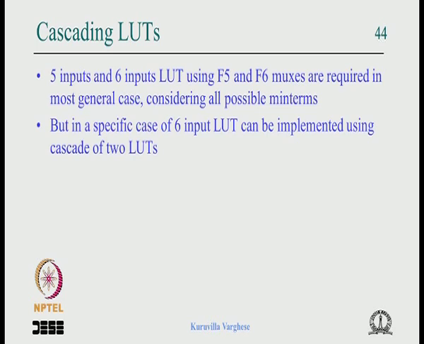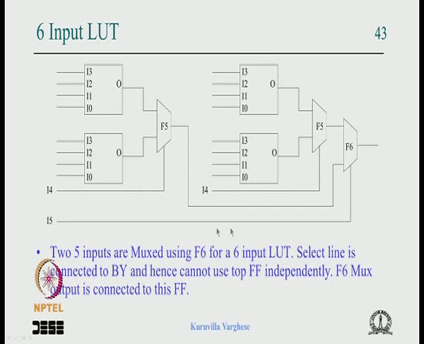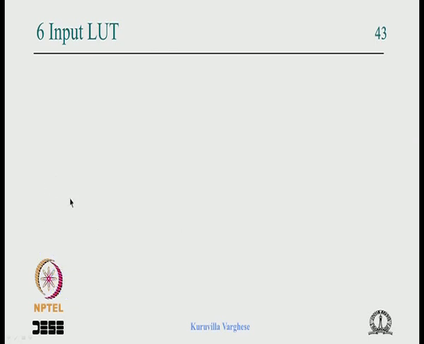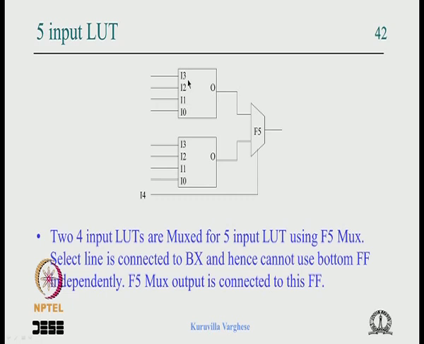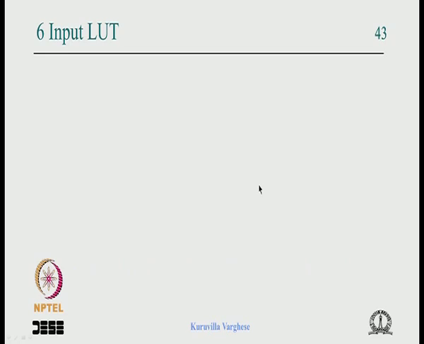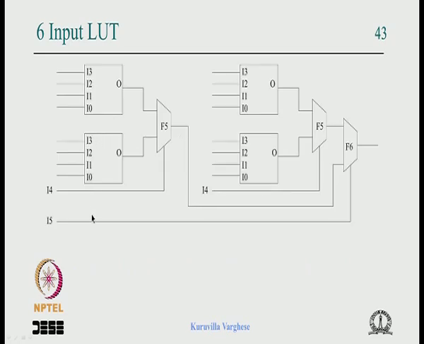Okay. Now, this should be understood: when I say 5 variables, like A, B, C, D, E, then you implement that using a 5 input lookup table using an F5 mux. Many a times it is not required. Or you say you have 6 variables, then it is not necessary that you have to go for a 6 input lookup table for implementation.